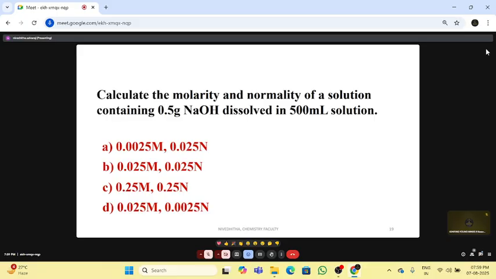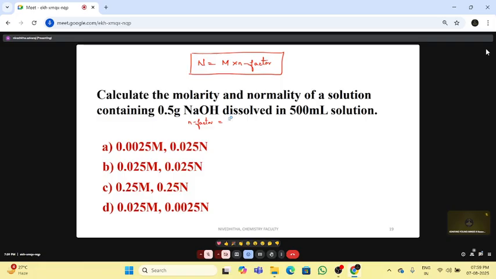Calculate the molarity and normality of a solution containing 0.5 gram of sodium hydroxide dissolved in 500 ml of solution. So for the same solution, they're asking us to calculate molarity and normality as well. We need not calculate individually. We know the relationship between molarity and normality. The relationship is normality is equal to molarity into N factor. What is the N factor of sodium hydroxide?